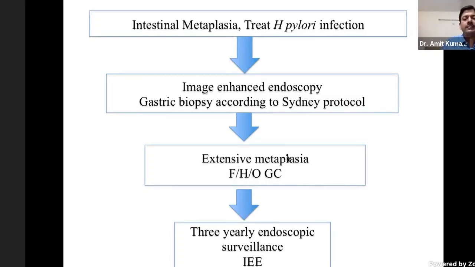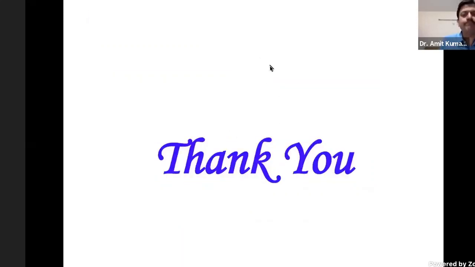If the patient has extensive metaplasia, that is, the metaplasia extends to the body, or if the patient has metaplasia along with a family history of gastric cancer, then these patients should be kept on 3-yearly endoscopic surveillance with image-enhanced endoscopy. This is again like an expert opinion. But as I said, until more data comes, we can't recommend uniform screening, but we can use it for individual patients based on the risk factors. So with that, I come to the end of my presentation. Thank you.